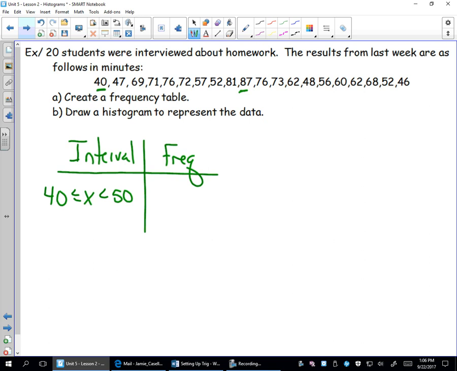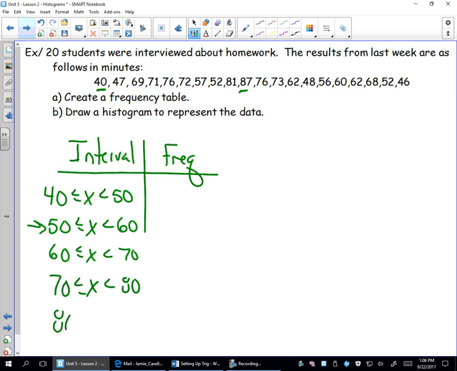Now, in my head I said 40, 50, 50, 60, but I'm thinking about interval notation. So I know the number 50 is going to fall in here because it's equal to 50. 60 to 70, not including 70. 70 falls into this one. Up to 80 and 80 to 90.